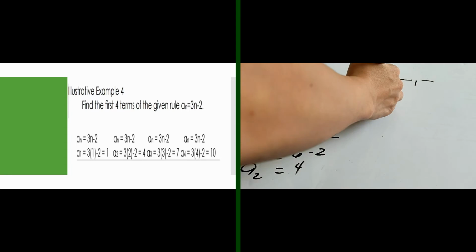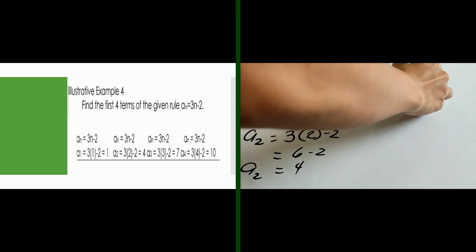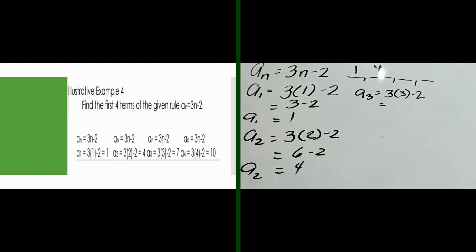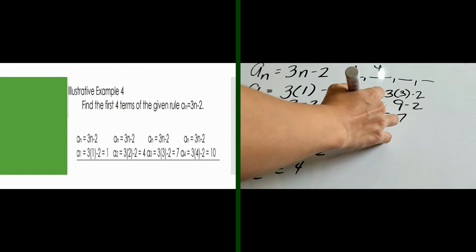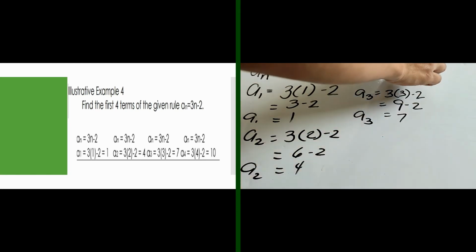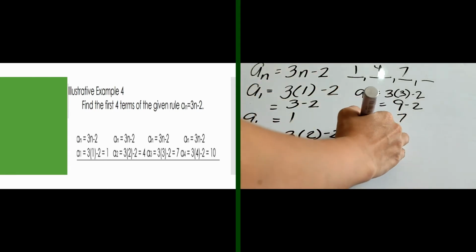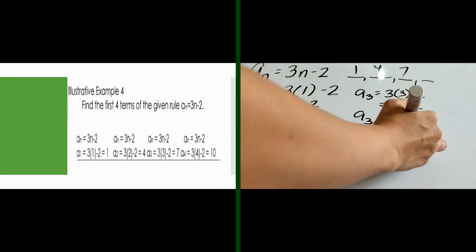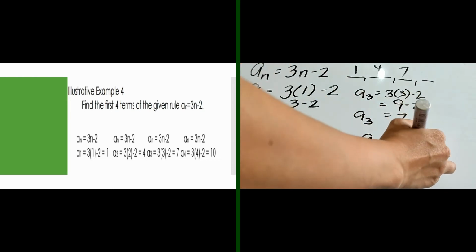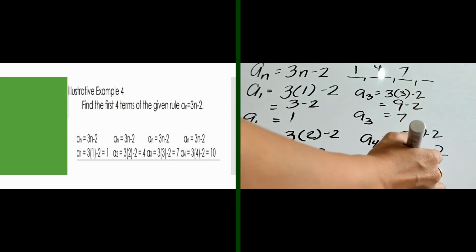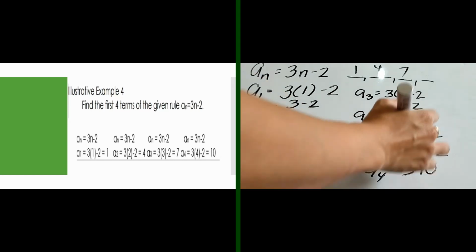And then we're going to have a sub 3. So the value of n is 3. Now 3 times 3 is 9, minus 2, and that is 7. So that is a sub 3. Now the fourth term will be 3 times 4 minus 2, and that is 12 minus 2. 12 minus 2 is equivalent to 10, and that will serve as your fourth term.